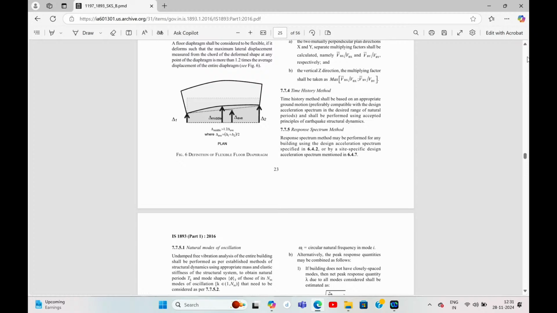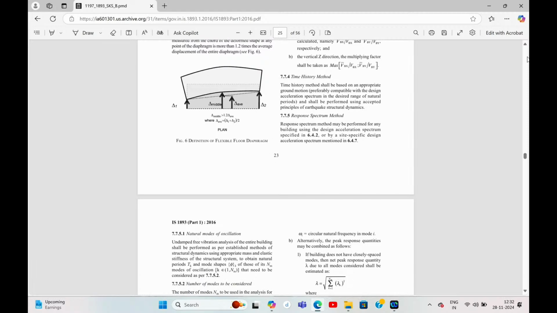The design eccentricity, in bracket you write EDI, to be used at floor i shall be taken as per IS 1893 Part 1 2016, clause 7.8.2, page number 25. Now let us go and see what that clause is.